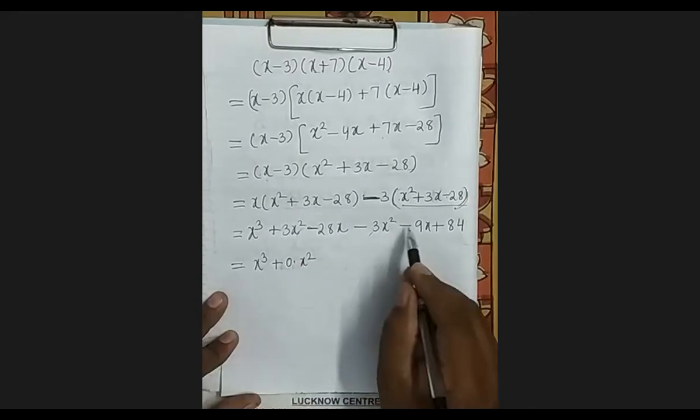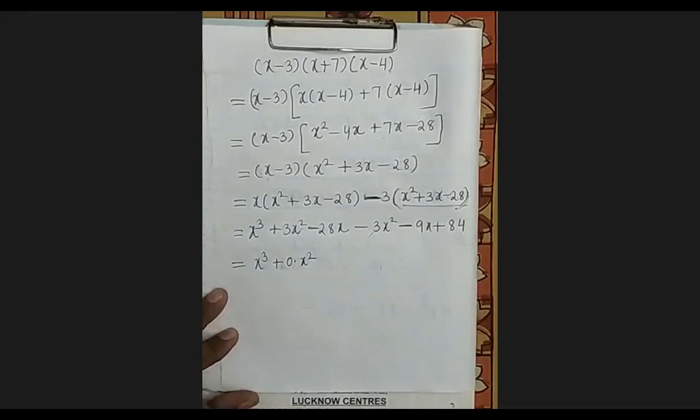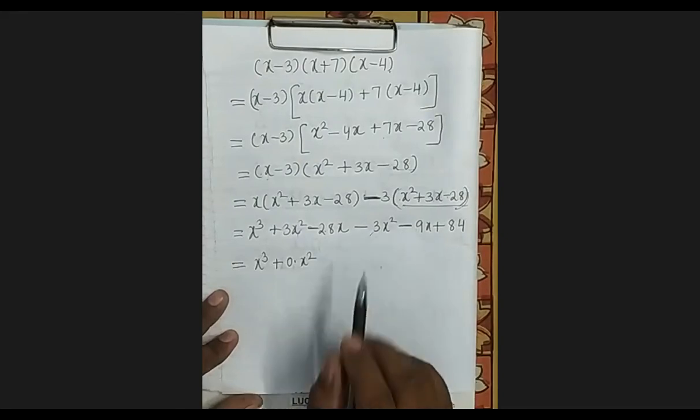Minus 28x minus 9x. Who will tell? Minus 28x and minus 9x is minus 37x. Who can tell? Minus 37x. Smita, what will this be? Minus 28x minus 9x.